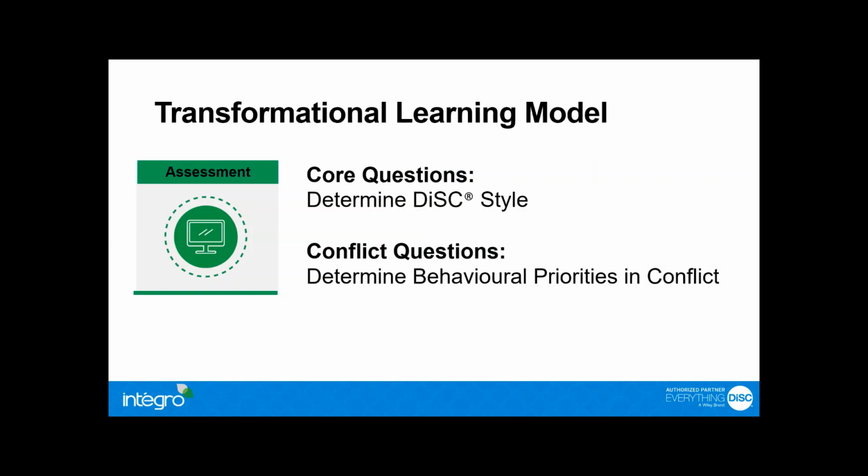Okay, so the transformational learning model, the assessment. There are core questions to determine a person's DISC style. So extensive research was done to look at how a person's DISC style would impact the way they engage in conflict, right? But also some additional product-specific items were added to the assessment. And these are to determine how an individual actually behaves in conflict.